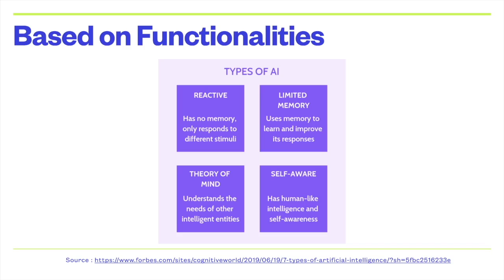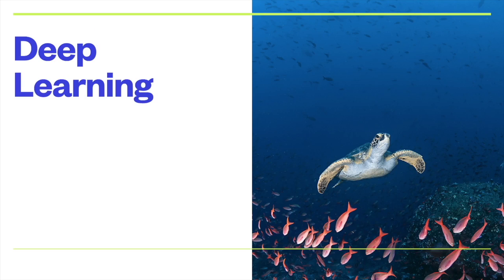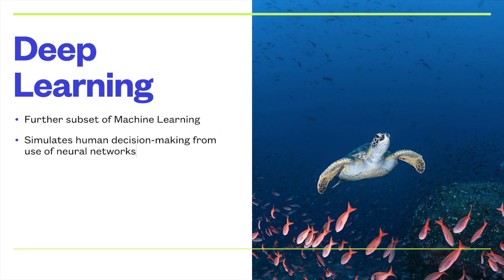So let's move on to another interesting subfield of AI, which is deep learning. Now, many people confuse deep learning, data mining, machine learning, and AI. Deep learning is not exactly a subset of AI, but it's actually a subset of machine learning. And what does it do? It simulates human decision making through the use of neural networks.